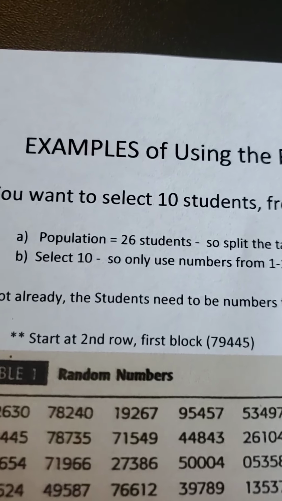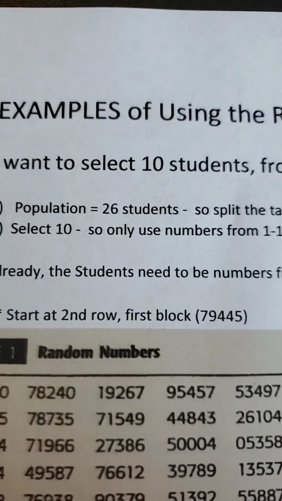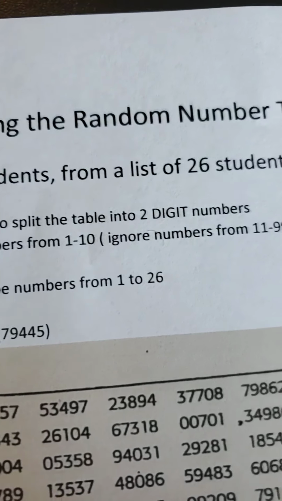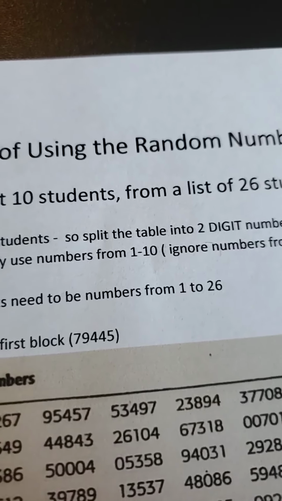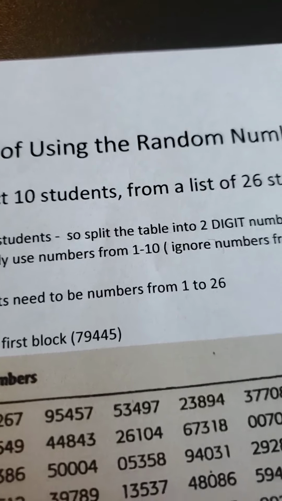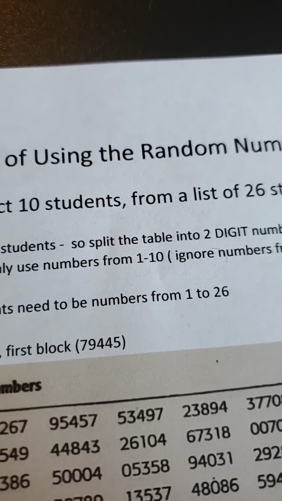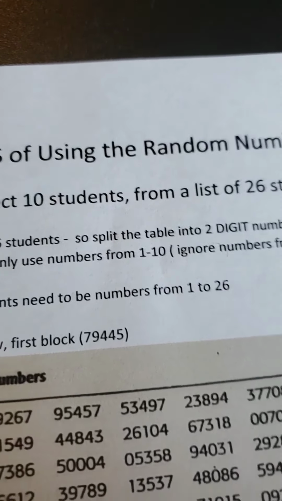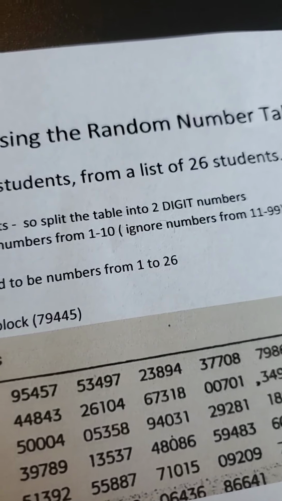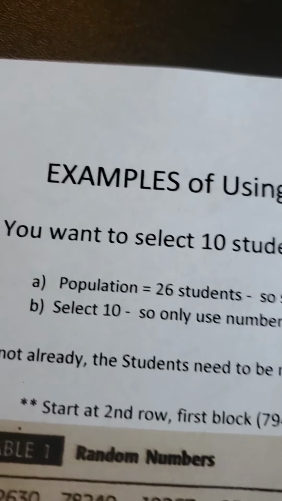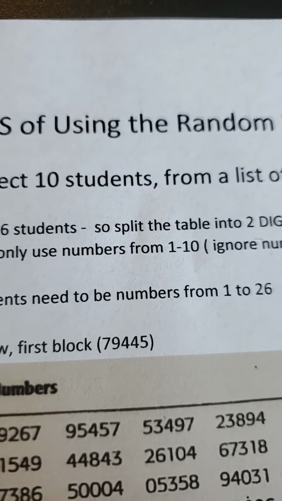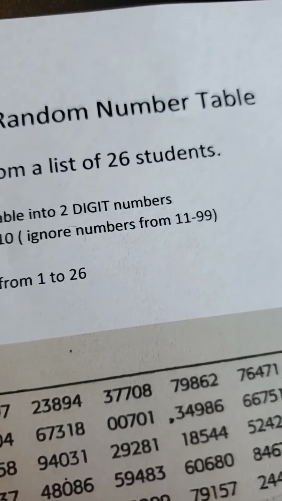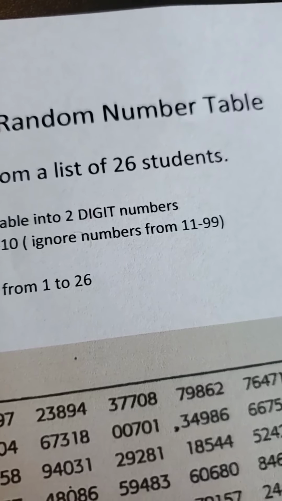First, the population is considered 26 students, so split the table into two-digit numbers. Since you only have 26 students, you don't need student 147, so you don't split it in 3 digits, you split it in 2 digits. And then because we want to select 10, we only use numbers 1 through 10. We're going to have to ignore numbers 11 through 99.